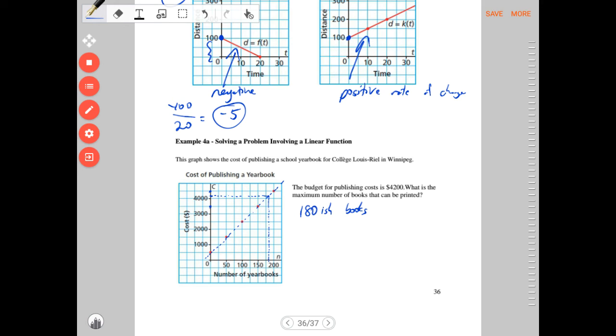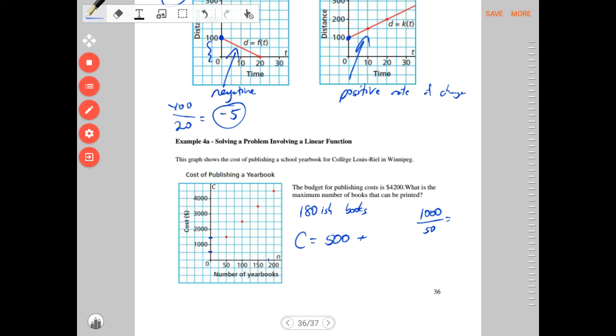Now, let's do this better. Let's just erase all of this. The intercept is $500. So the cost is $500 plus. Now look, the rate of change: we go up $1,000 from 500 to 1,500, and we have 50 books. So our rate of change is 1,000 over 50.